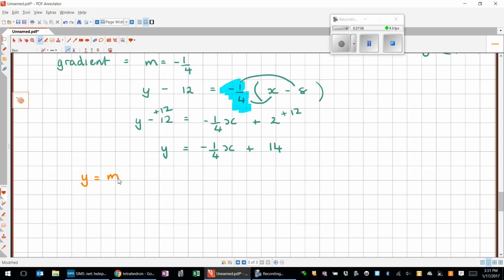mx plus c again. We know it's minus a quarter x plus c. We know it goes through 8, 12. Same question, different methods. So I'm going to do it. y is 12, so 12 equals minus a quarter times 8 plus something. So 12 is minus a quarter times 8, which is minus 2, plus what makes 12? 14. So c is 14. So you get exactly the same answer either way. Okay? Exactly.